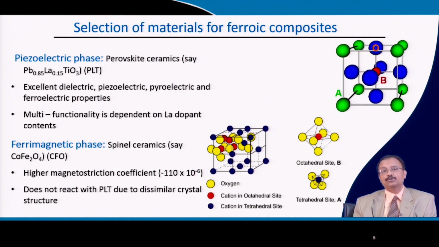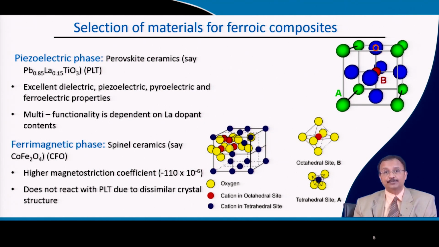And also, I have not talked about it, but these are good electro-optic materials, whereby the application of an electric field you can change its refractive index, it changes birefringence. So, it is a multifunctional material by itself. So, it is quite interesting to make a composite of this lead lanthanum titanate with another interesting material, which is a ferrimagnetic cobalt iron oxide.